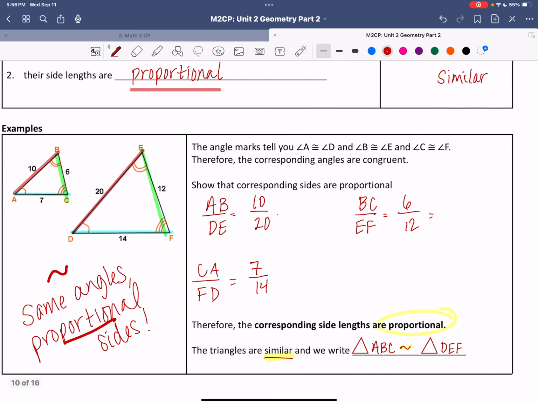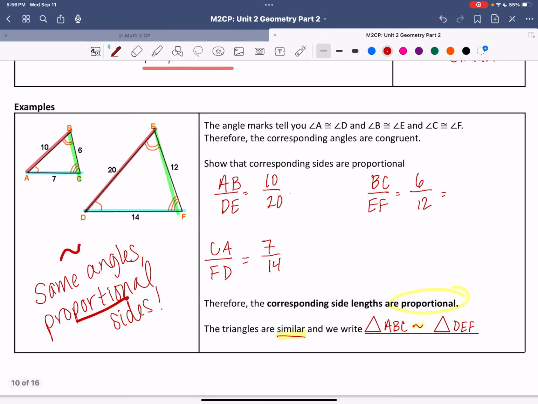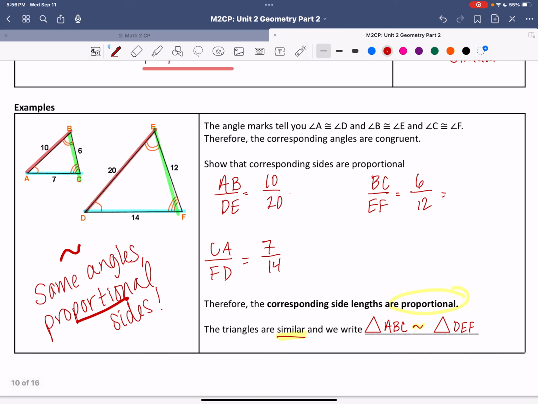All right, so let's go ahead and look at some examples here. As you can see, I color-coded everything for you. So look at the information that you were provided. The angle marks tell you angle A is congruent to D, angle B is congruent to E, and angle C is congruent to F. So that's the information provided. Therefore, we know the corresponding angles are congruent.